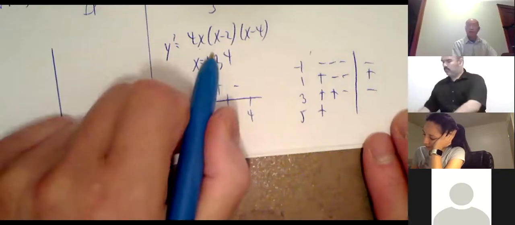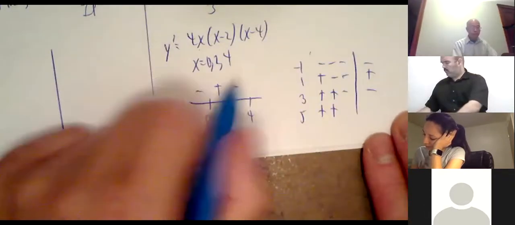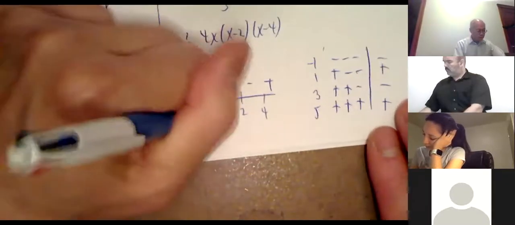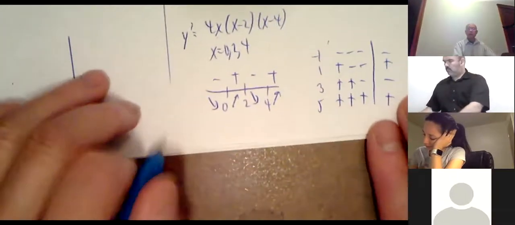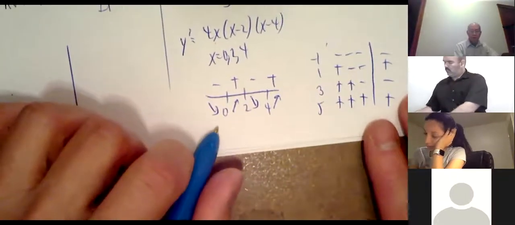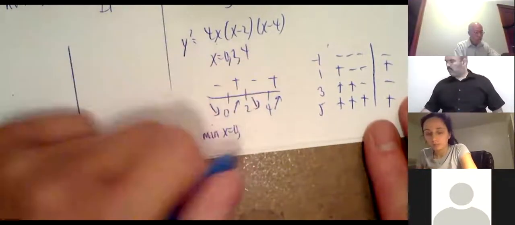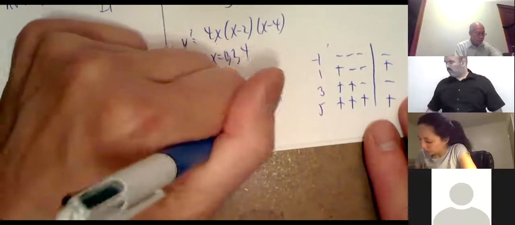5. 4 times 5, positive. 5 minus 2, positive. 5 minus 4, positive. Multiply them all together. Positive. So decreasing, increasing, decreasing, increasing. Okay, so that means we have a minimum at x equals 0 and also x equals 4 and a maximum at x equals 2.